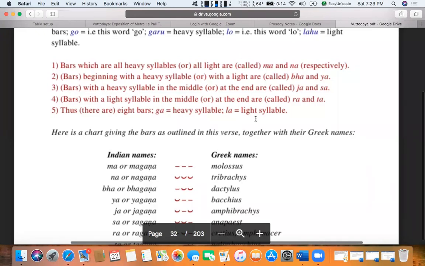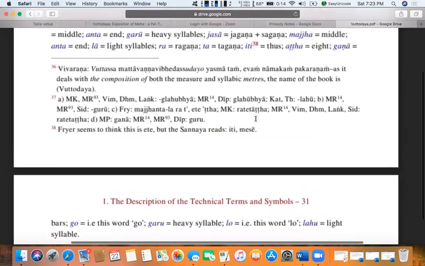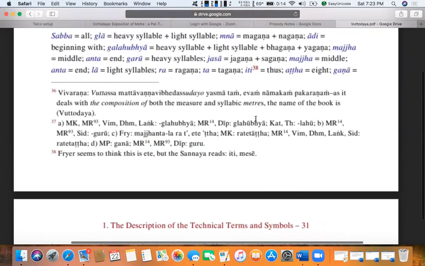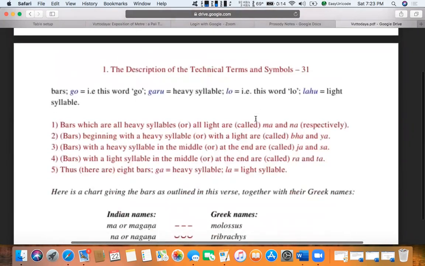In Pali, the term for light syllables is lahu. So when talking about the heavy syllables, what are the heavy syllables? Heavy syllables are mainly the long vowels in Pali: A, E, U, A, O. The five long vowels in Pali are called heavy syllables.